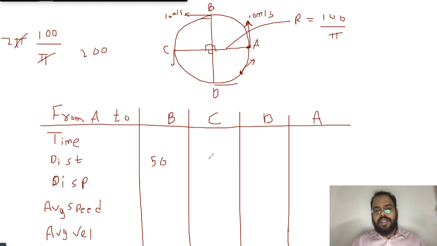Distance from A to C will be 100. Distance from A to D will be 150, since it will be 3 quarter circles, and then the distance from A to A will be 200.